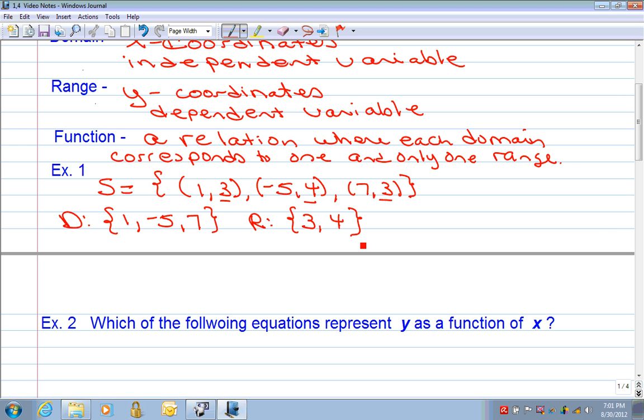All right, let's talk about whether this relation is a function or not. The domain values do not repeat. There is not the same value more than once. So in our set of numbers, the domain numbers do not repeat. Therefore, this is a function. Okay, all right, let's keep moving.